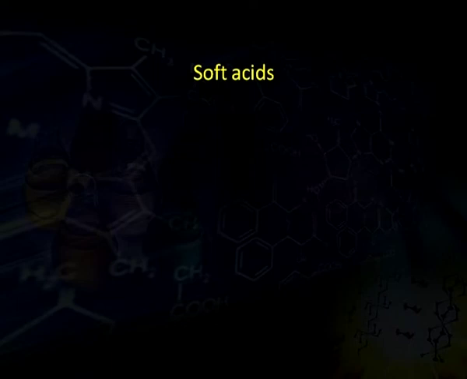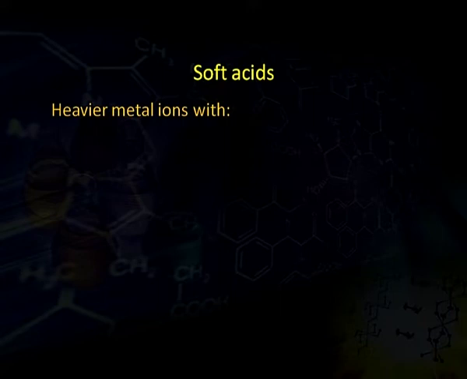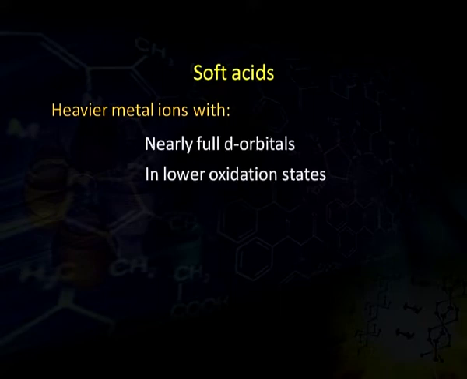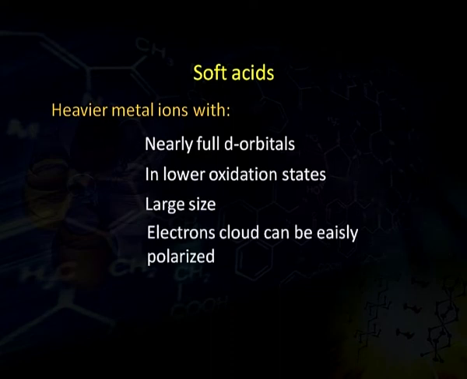Then what are soft acids? Soft acids are basically heavier metal ions with nearly full d orbitals, in a lower oxidation state and of large size. The electron clouds of these soft acids can be easily polarized because these metal ions have large size and nearly full d orbitals, that is, they have many electrons in their valence shell.